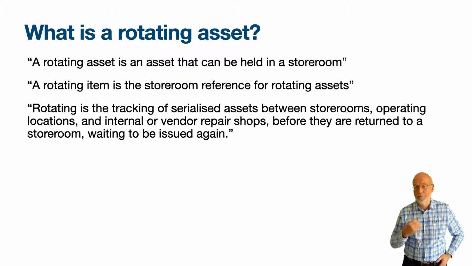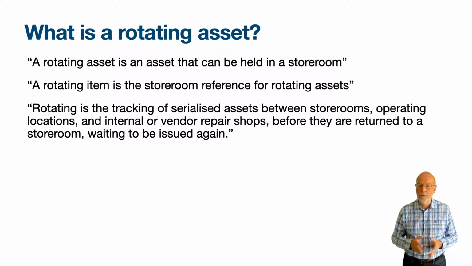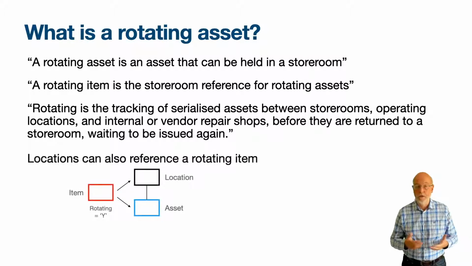The balances of a rotating item are controlled by the movement of rotating assets in and out of the storeroom. We will discover that there are certain functions that can be applied to a rotating asset, and some of these functions can also be applied to a location. A location can reference a rotating item. We don't call this a rotating location. A location cannot be moved into a storeroom, and so it would be wrong to use the term rotating for a location, although it is sometimes. And when it is, the speaker is referring to the Maximo functions associated with the location referencing a rotating item.